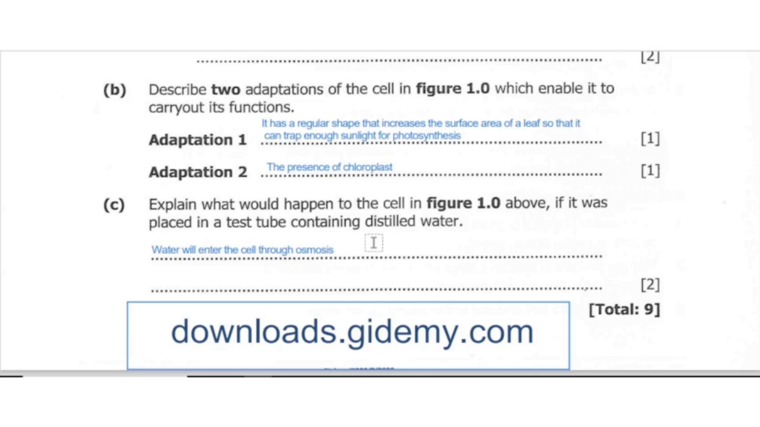So water will be flowing from the test tube outside the cell going inside, because the solution found in the cell will be more concentrated than the pure water. As we are told, the distilled water is the pure water, it contains nothing. So it will be sucking the water.